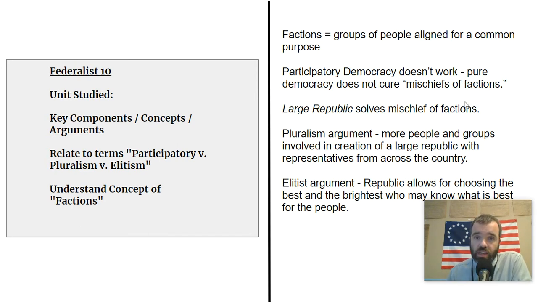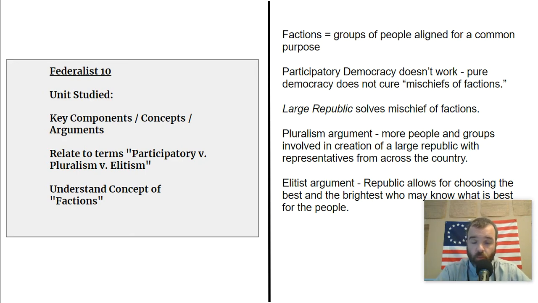And I have some key ideas here on the right that will help us understand what the key components of the document are, how it relates to the concepts of participatory versus pluralist versus elitist democracies, and what factions are and how they play a role in this particular document. So it is a Federalist paper, historically speaking. The Federalist Papers were written by James Madison, Alexander Hamilton, and John Jay. This one was written by James Madison, trying to convince, in particular, the state of New York to ratify the Constitution.